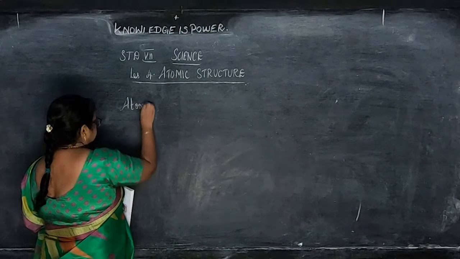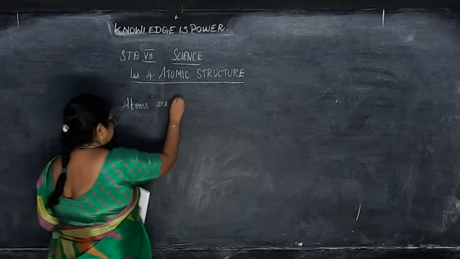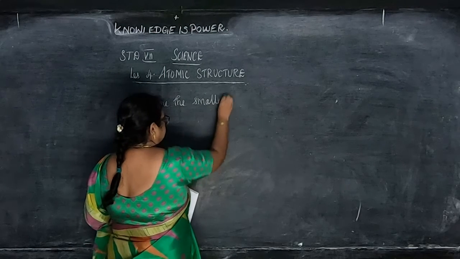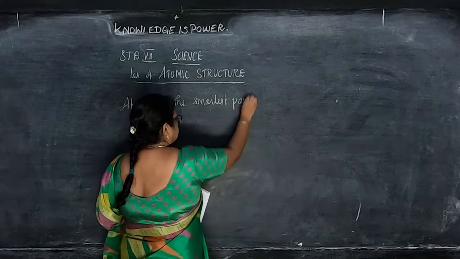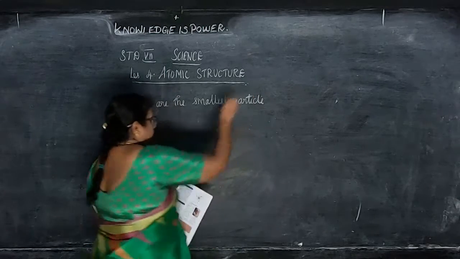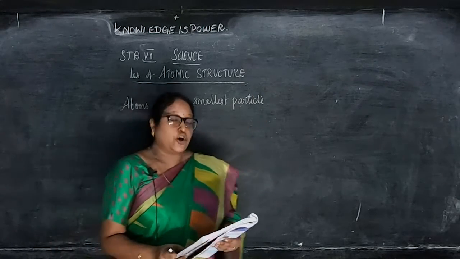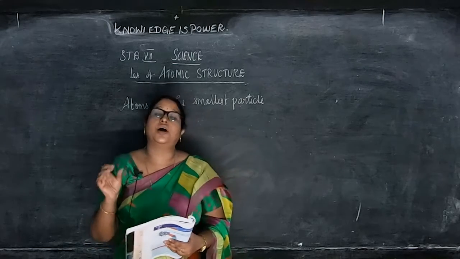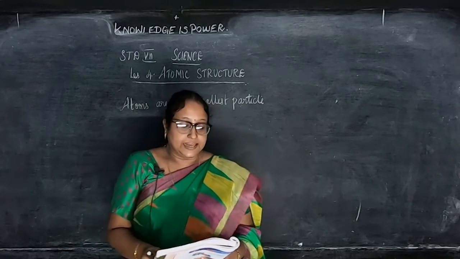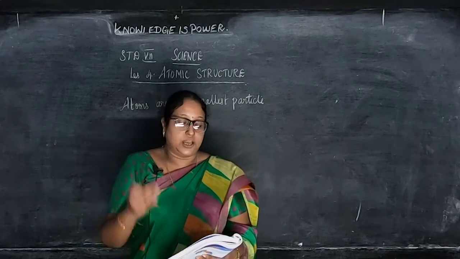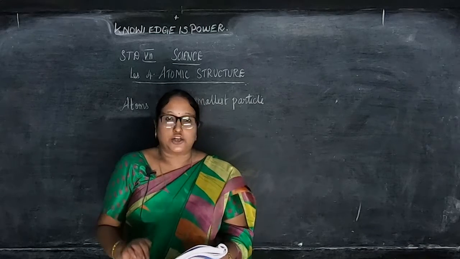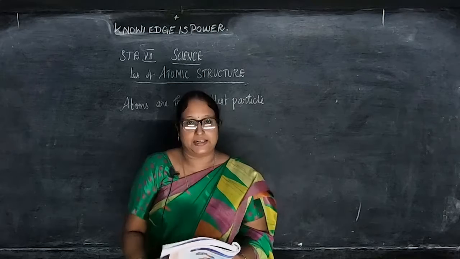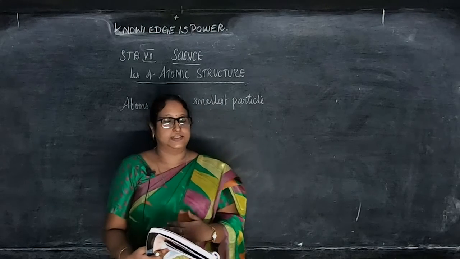Okay, atoms are the smallest particle, children. Now they cannot be seen even through a microscope. They are so small that we cannot see them even through a microscope. Then in this lesson we are going to study about atomic theories, subatomic particles, atomic number, mass number and valency. Now we are going to learn about these things in this lesson.